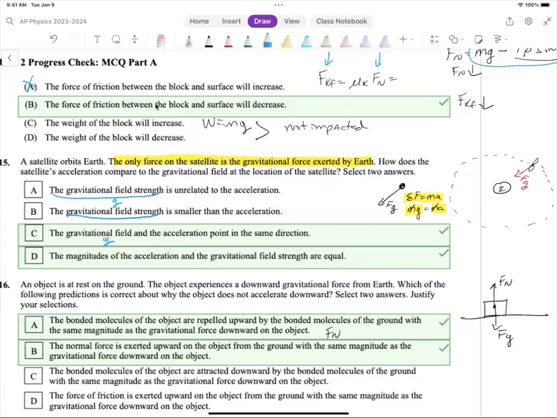It's actually going to be, okay, never mind. I'm not going to confuse you on that. All right, the magnitudes of acceleration and the gravitational field strength, little g, A, are equal. Sure enough, I just proved it to you with that equation.